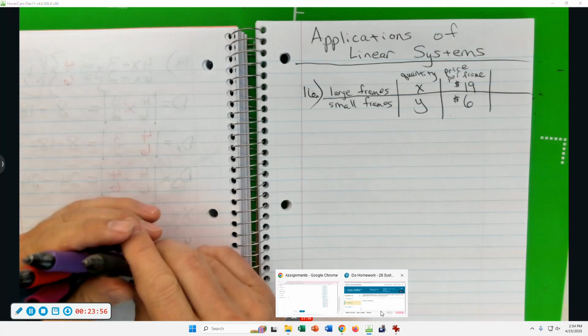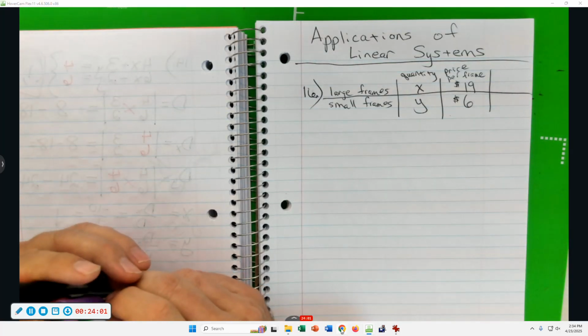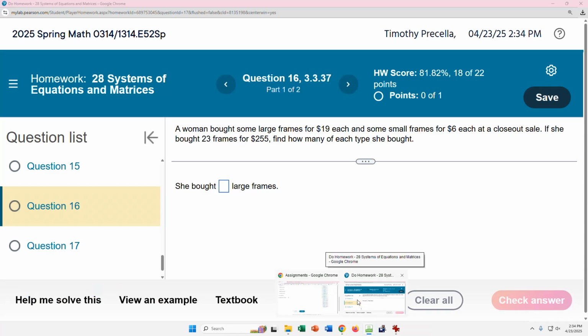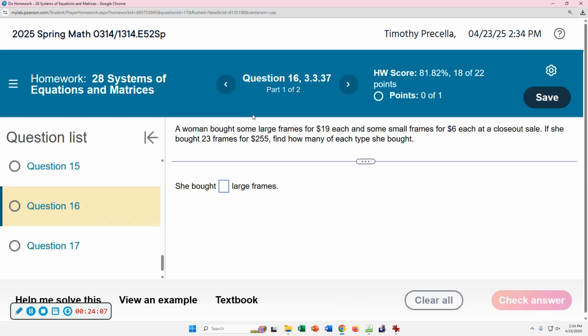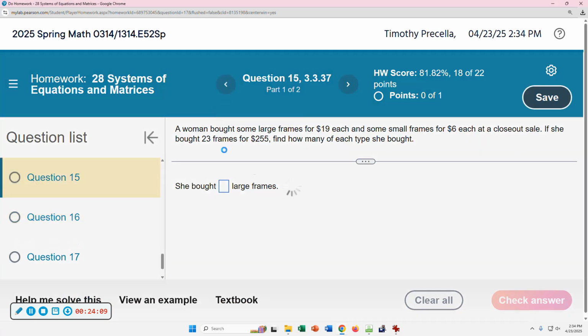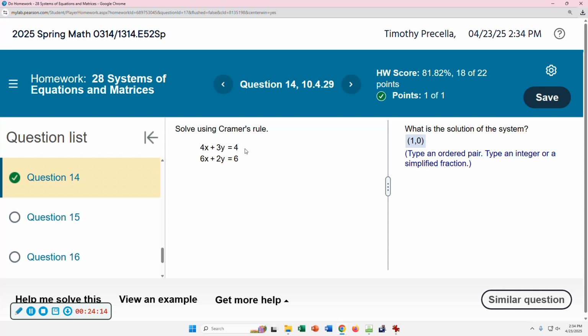Is there any other information they give us? Let's look back. I think they give us some more information. Oh, okay. Important information. Now keep in mind, what we want to do is come up with something that looks like that. We want a system of equations.